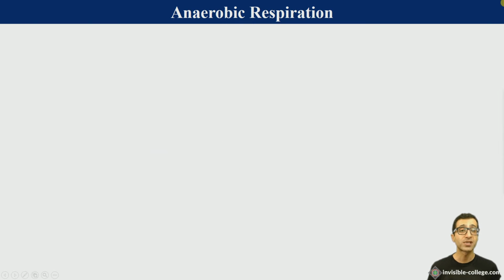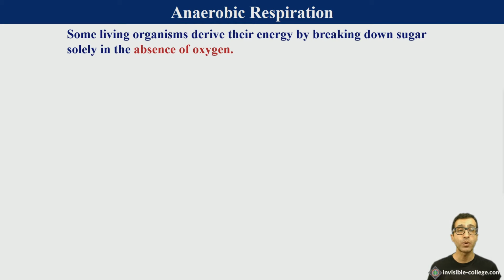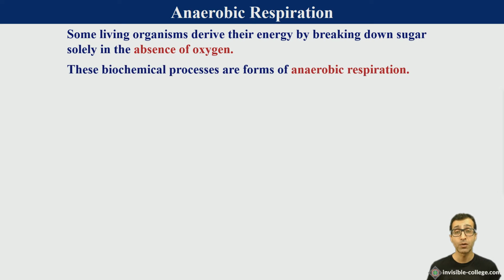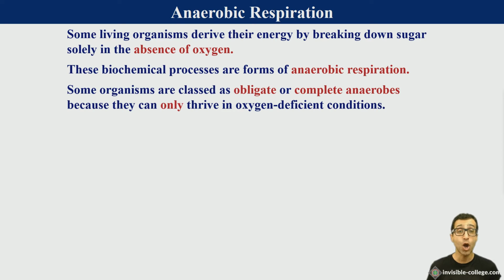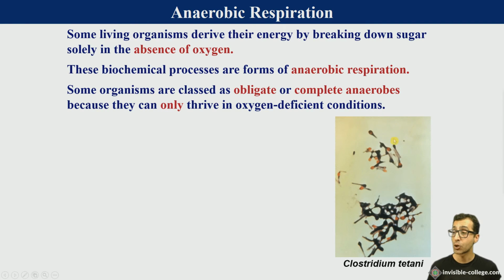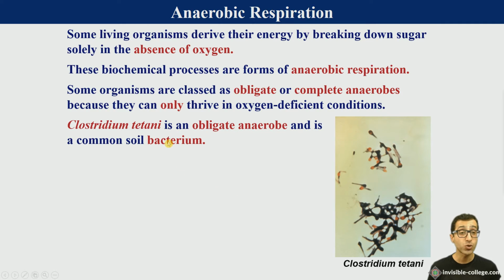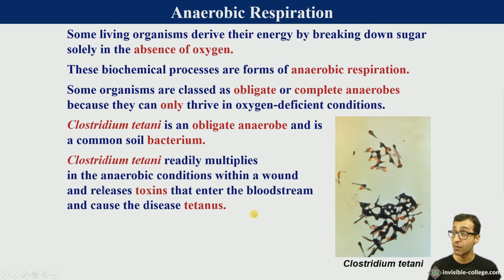Some living organisms will derive their energy by breaking down sugars in the absence of oxygen. These are what we would refer to as anaerobes, and the biochemical processes involved form what we call anaerobic respiration. Among the anaerobes, some organisms are classed as obligate or complete anaerobes because they can only thrive in oxygen deficient conditions. An example of this would be the Clostridium tetani bacteria. This is an obligate anaerobe, and it's a common soil bacterium. It multiplies under the conditions in the soil which are very low in oxygen.